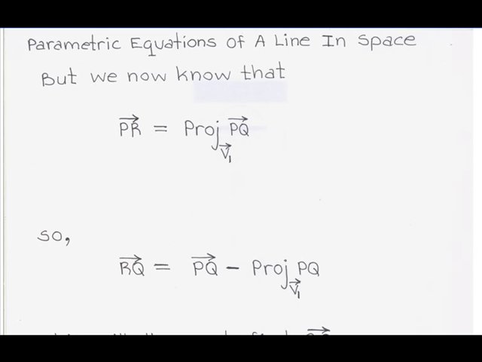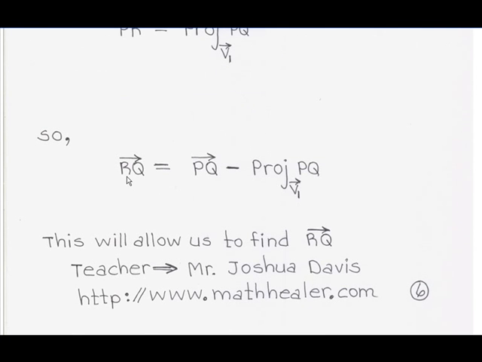So by substitution, we now have that vector RQ is equal to vector PQ minus the projection of PQ on V1. This will allow us to find vector RQ in terms of vector PQ and the projection of vector PQ on the vector V1. And I see here I forgot to put the vector arrow over PQ, so if you are copying this, please make that correction for me. That was an oversight. That should be vector PQ, not just PQ.